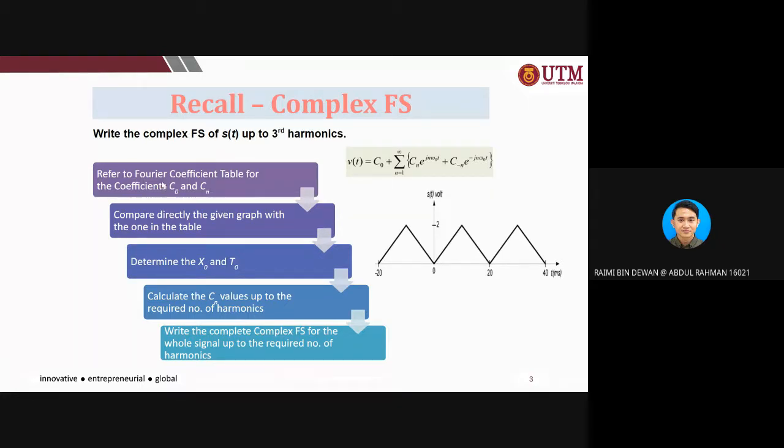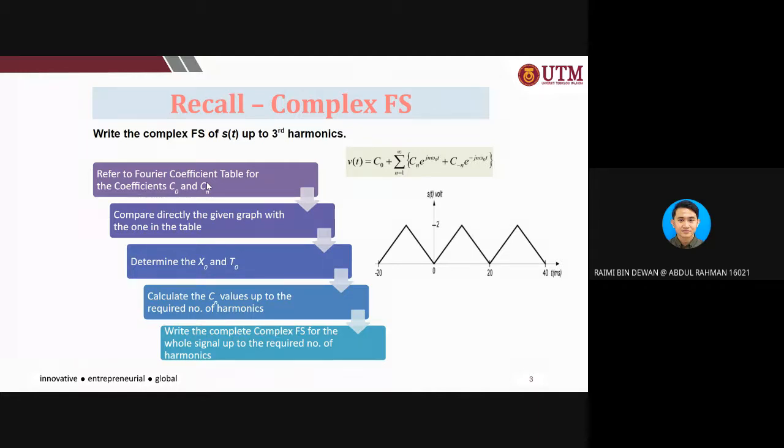So these are the steps for us to solve for the complex Fourier series. First, we refer to the Fourier coefficient table for the coefficients C0 and Cn. In the exam, or in this new syllabus, you just use the table to solve for the Fourier series. It's a given table. Last time I told you, in my time we actually had to integrate, so the syllabus has been made easier.